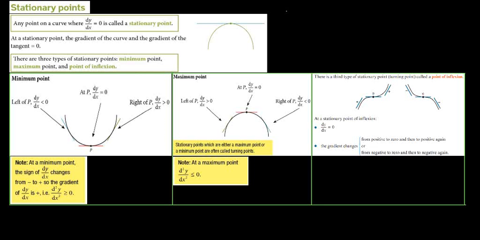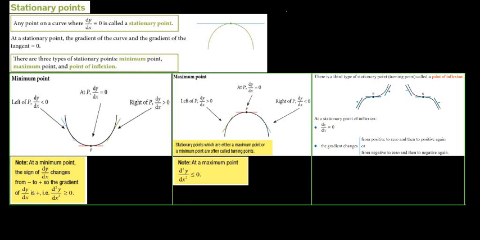Regarding turning points, maximum and minimum points, we have already studied in your previous class. Anyway, we will just brush up what is a stationary point and how many types of stationary points are there and which are they. So any point on the curve where the gradient is equal to 0 is called a stationary point. So at a stationary point, the gradient is 0. So it's clear. And at a stationary point, the gradient of the curve and the gradient of the tangent equals 0.